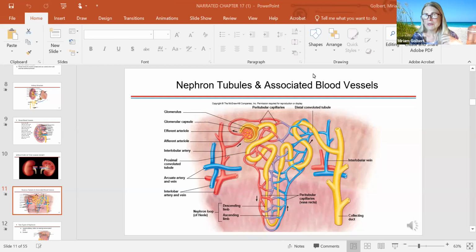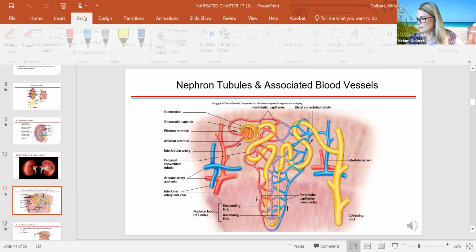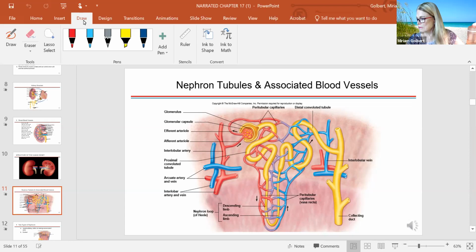All right, so we did the nephron, which is made out of the glomerulus and the glomerular capsule, and then we go through the peritubular capillaries. And then we go to the proximal convoluted tubule.